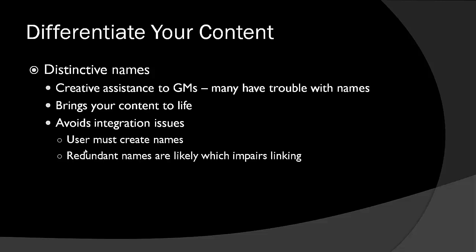It also, though, most importantly, avoids integration issues. If I publish a bunch of stuff with NPCs named Fred and George, and Frederick and Georgie and Freddie and every permutation of those two names, it's going to be a problem when most of you integrate my stuff into yours, because you may have a Fred, you may have a George, and now we have that problem that I showed you earlier: oh, I've got two Georges. Great. Which one do I want to link to? I don't know. Which one's which? They're both named George. So differentiate your content as much as possible.